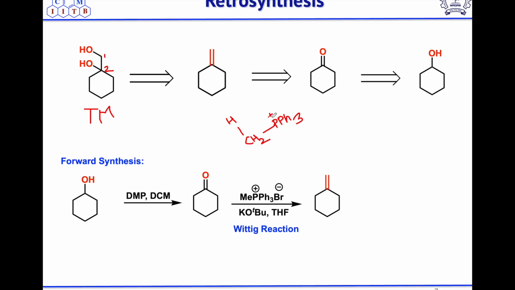So this is the Wittig salt I am drawing, PPh3+ and Br minus, right? Now, first what will happen? We are using THF, tetrahydrofuran, as solvent, and potassium tertiary butoxide. The pKa value of potassium tertiary butoxide is around 17, I guess 17. Yeah. So what will happen?